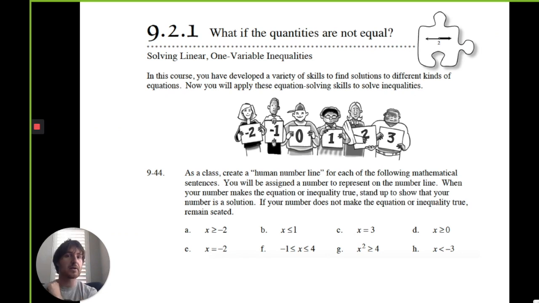So let's get started now and check out this very first problem, question 944. It says, as a class, create a human number line for each of the following mathematical sentences. You will be able to assign a number to represent the number line. When your number makes the equation or inequality true, stand up to show that your number is a solution. If your number does not make the equation or inequality true, remain seated.